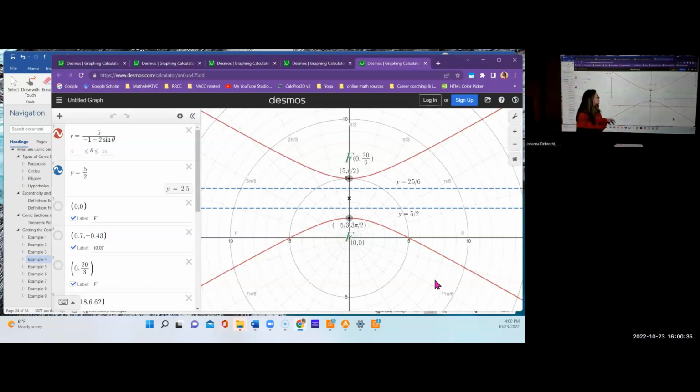So we've got our two lines at 25/6 and 5/2. We've got our foci out here, this is in the rectangular system, looks like, and the foci at 0, 0. And then we've got our vertices in the polar system that you've got out here. Okay. All right. Let's take a look at another example.